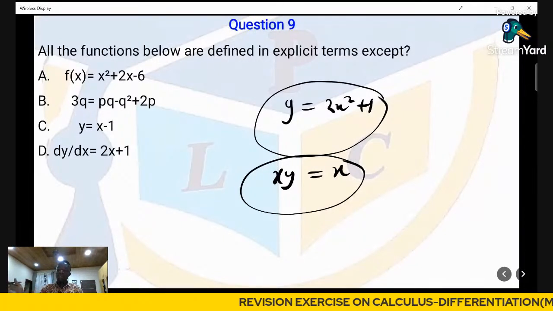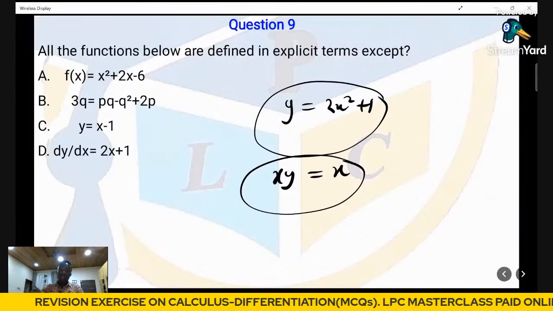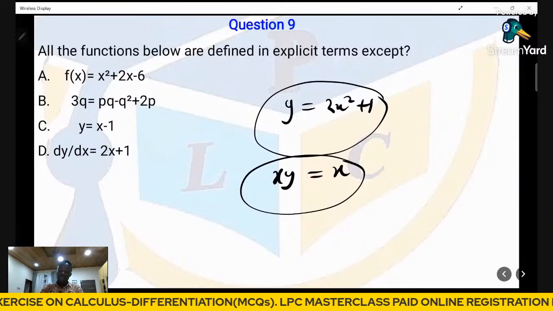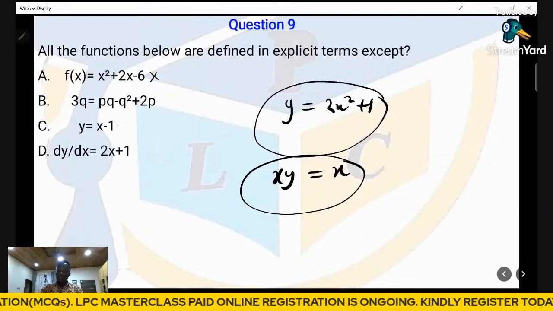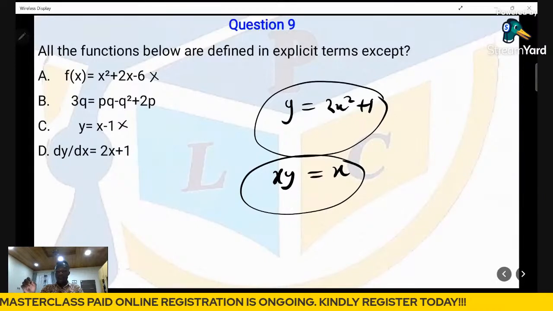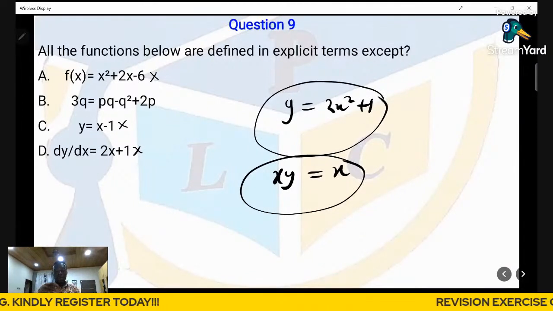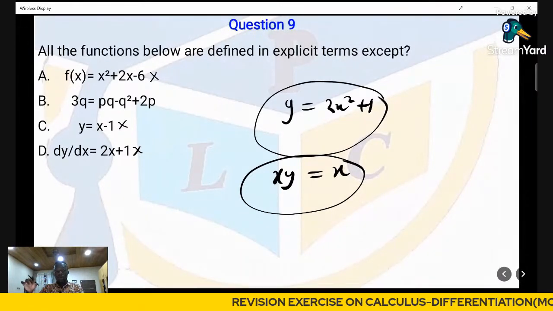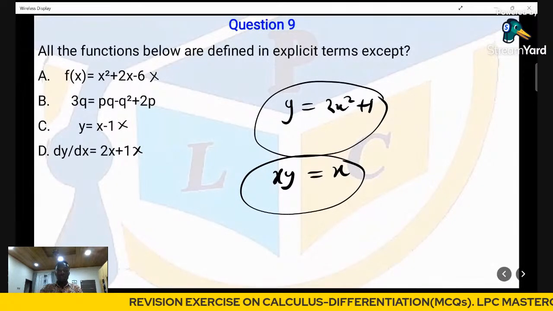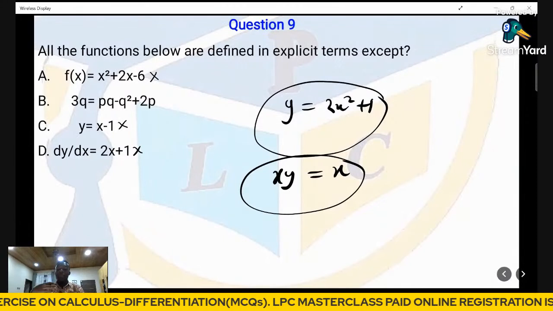So we are saying that all these functions are defined in explicit terms, except one. A is in its explicit term, so that is out. Likewise, C is also in its explicit term, that is out. Likewise, D is also in its explicit term. But with B, you can see that we have 3Q on one side, but we also have PQ, which are two terms that should have been Q on one side and P on the other, but that has been combined. This is what we call an implicit term.